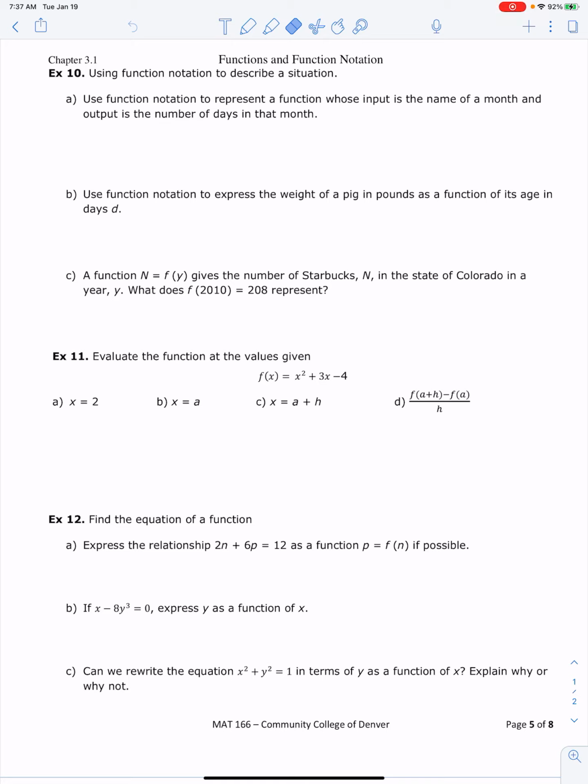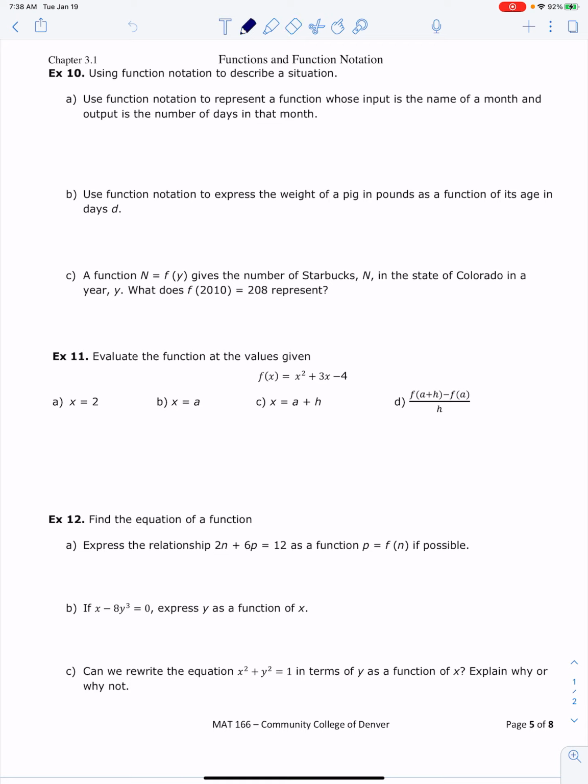And these are the chapter 3.1 notes, functions and function notation. This is page 5. So example 10, A asks us to use function notation to represent a function whose input is the name of a month.